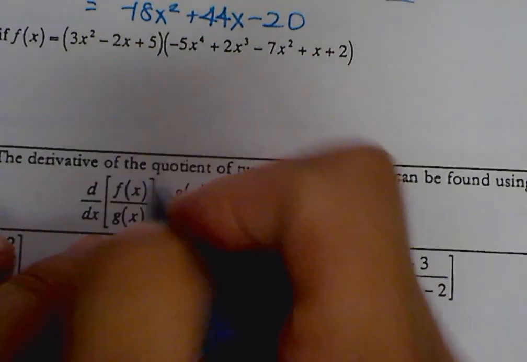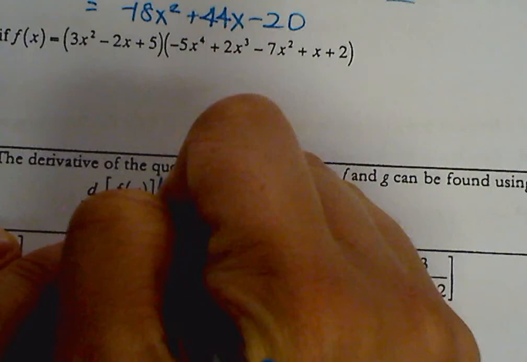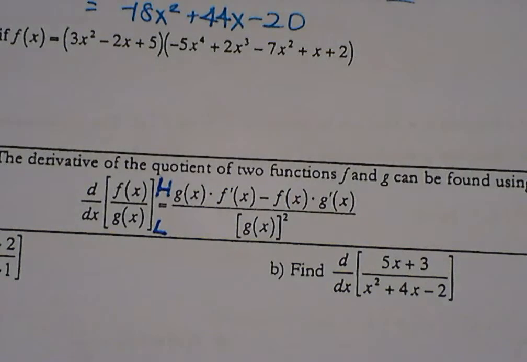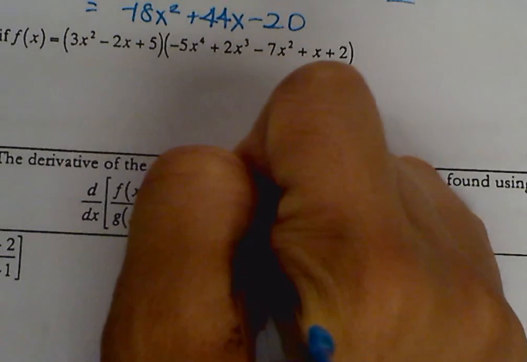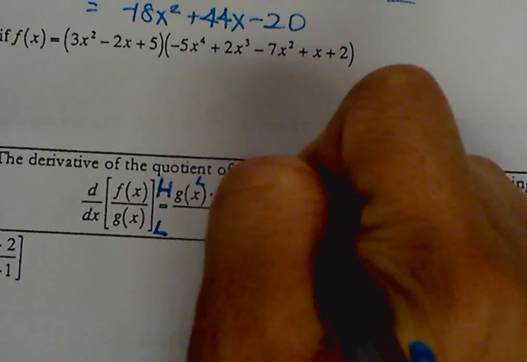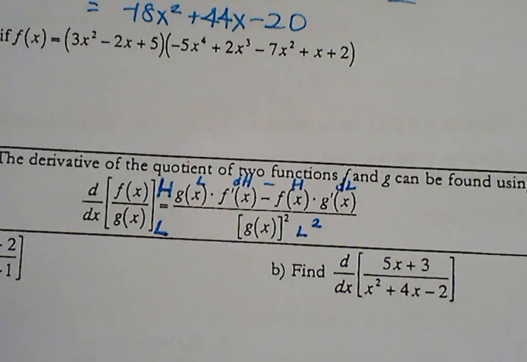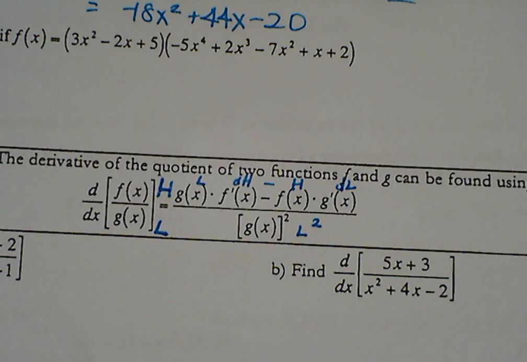Okay, so this is low, and this is high, right? It's the higher function and the lower function. So this is low d high minus high d low over low squared. That's how you're going to memorize that. My teacher never taught me these tricks, so I just had to memorize it straight up. All boring. Okay, low d high minus high d low over low squared. Okay?